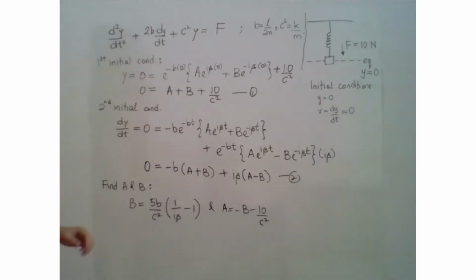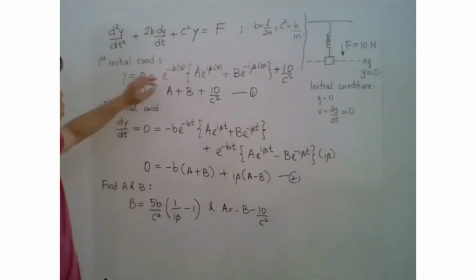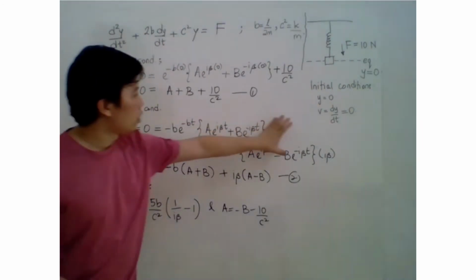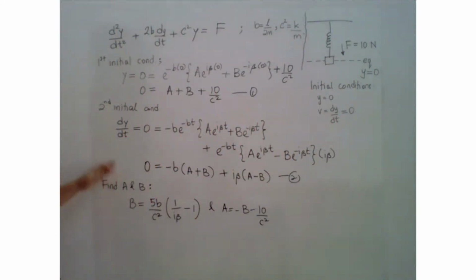Then the second condition is that the velocity is equal to 0. In order to find the velocity, you just have to differentiate y with respect to t, and you will get this expression over here. Then the velocity is 0 at time t equals 0, and then you have this expression here. Right, so now you have the second equation.